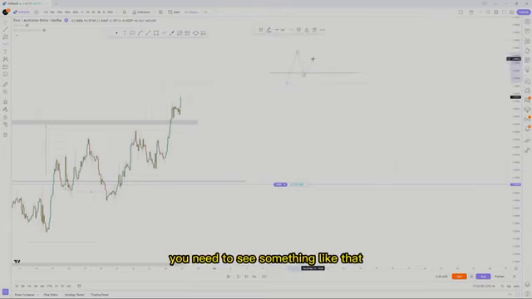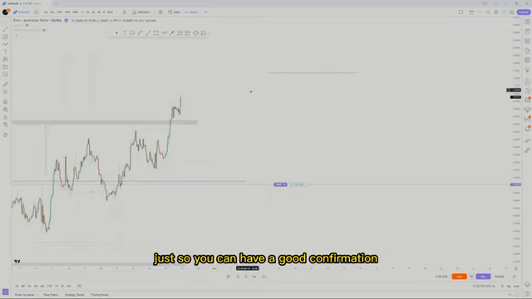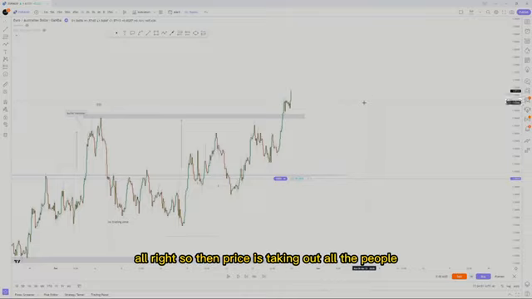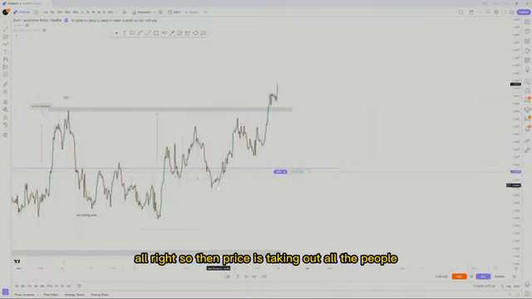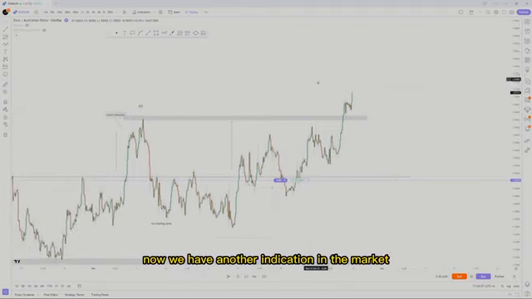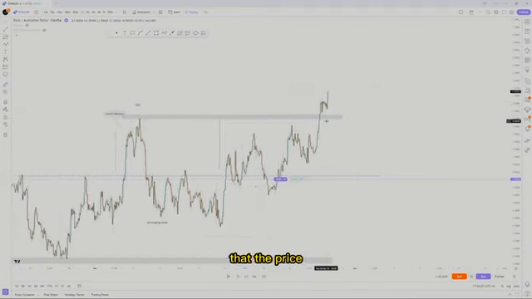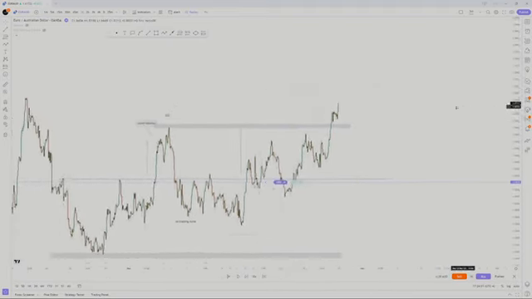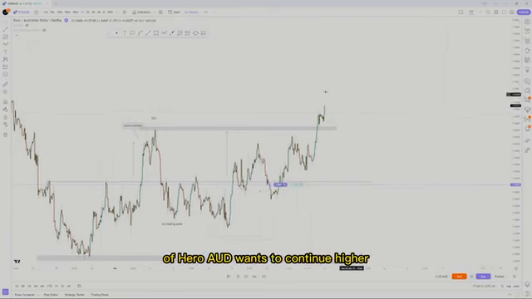You need to see something like that before you get into any trades, just so you can have a good confirmation that price is going to do one. All right, so then price is taking out all the people and then coming up, hitting our final target. Now we have another indication in the market that the price of Euro AUD wants to continue higher.